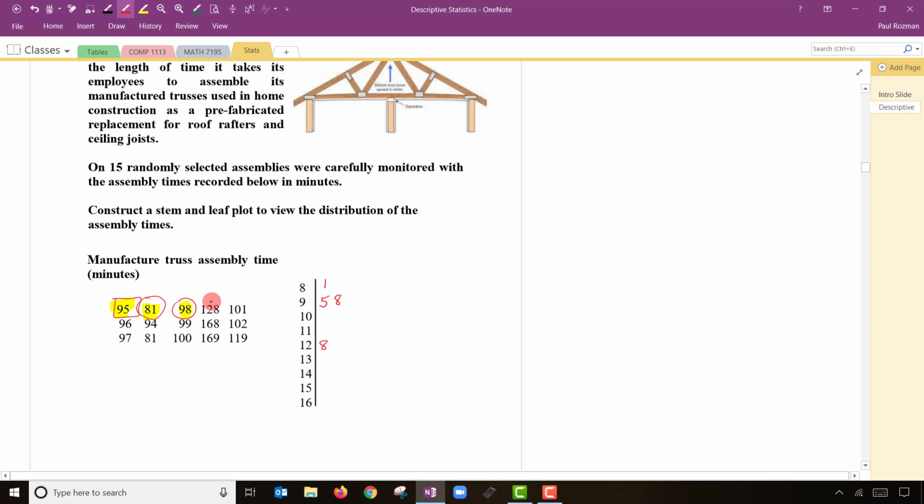And you just keep doing that. 101, until you have them all done. So 96, 4. Here's 100. Remember to put a 0 for that one. 169 and 119 goes there.